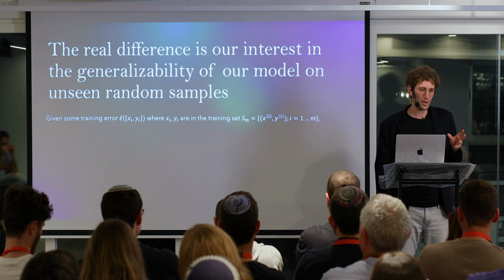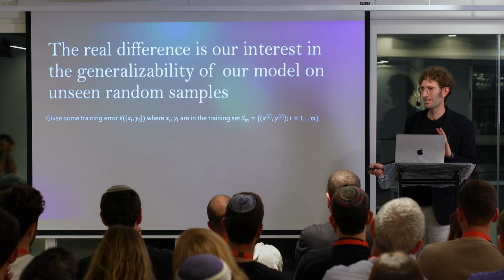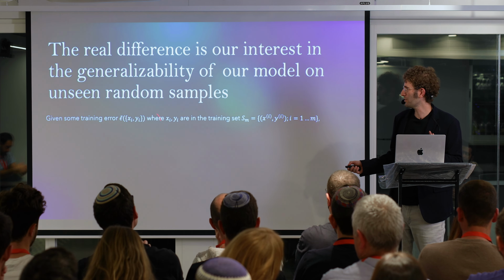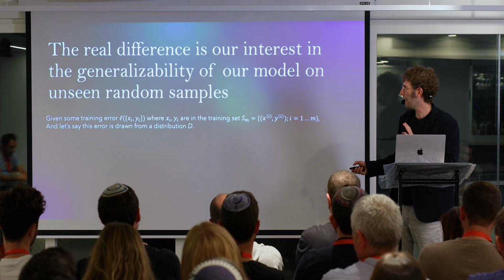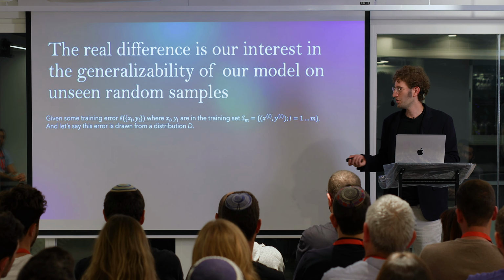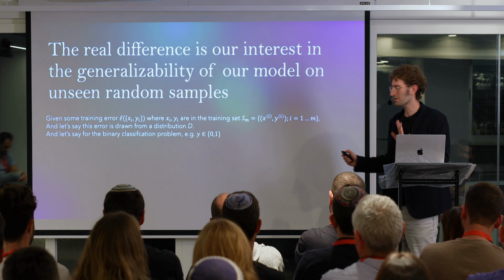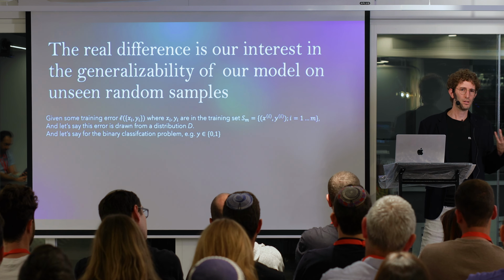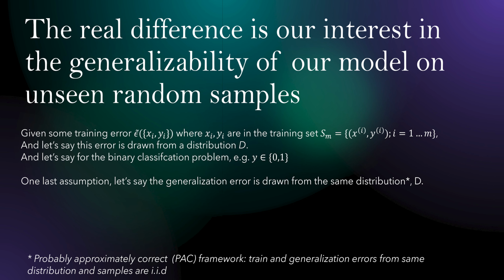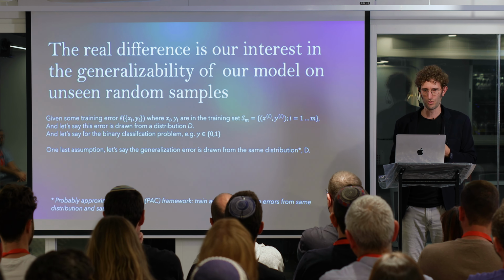And so let's start off just by giving a very general definition of our error. Given some x, y inside a set of samples, right? Our error is going to be drawn from some distribution, D, okay? And let's talk about binary classification now, because I think that just makes it simpler for us to have a conversation. And here's another little assumption that's a little bit more dangerous. But I'm going to say, let's assume that our generalization error, or the error on the unseen samples, is drawn from the same distribution, D, okay, as our training error.